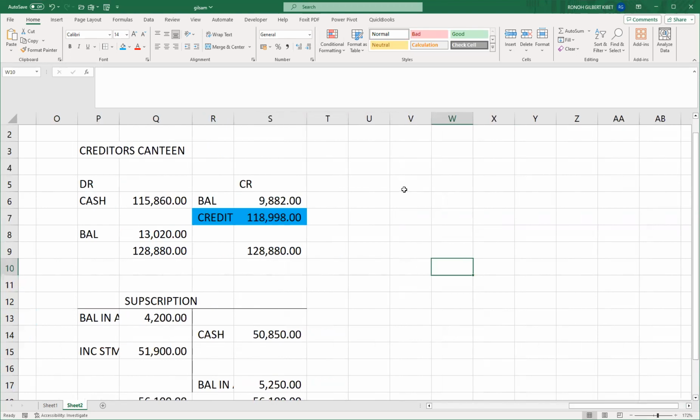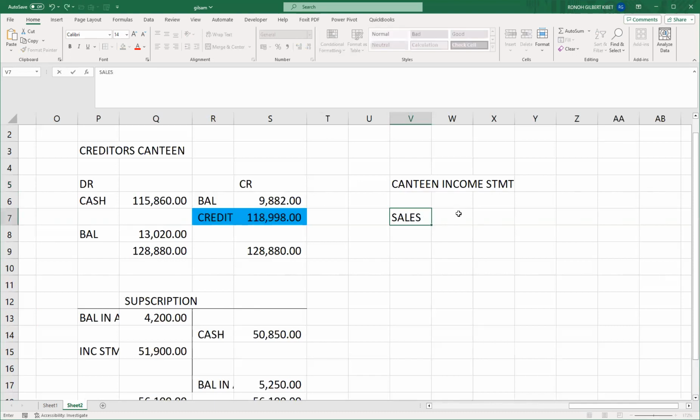The first question is the canteen income statement, right? Yes. So the first one, you start with the sales, which will have a debit and credit. So what are the total sales of canteen? Specifically, something which is written canteen. Anything which is not written canteen, you don't put it here.